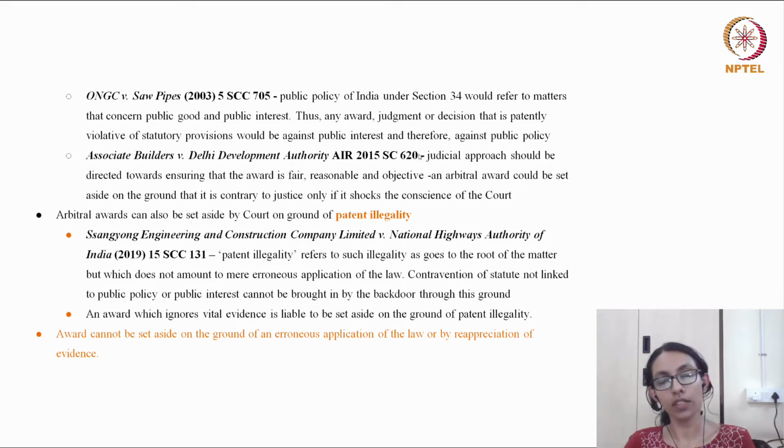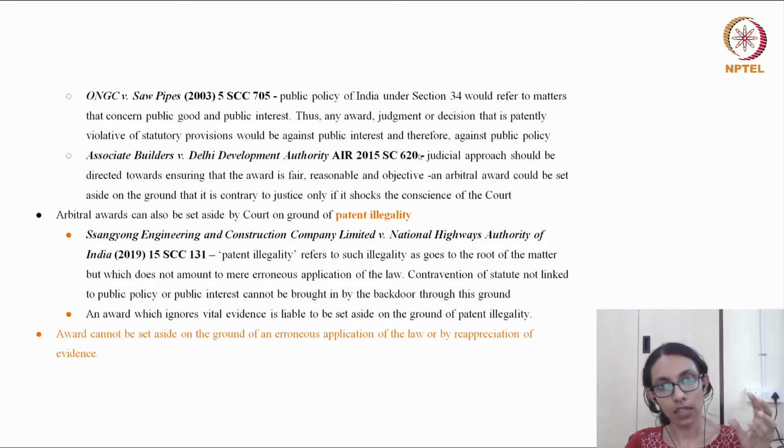Now, apart from these 7 grounds that have been laid down under Section 34, Clause 1, there is an additional ground that has been mentioned under subsection 2A of Section 34, which is the ground of patent illegality. So, arbitral awards can also be set aside by the court if there is a patent illegality on the face of the award. In Sangyong Engineering and Construction Company Limited versus National Highways Authority of India, the Supreme Court clearly laid down that patent illegality refers to such illegality which goes to the root of the matter.